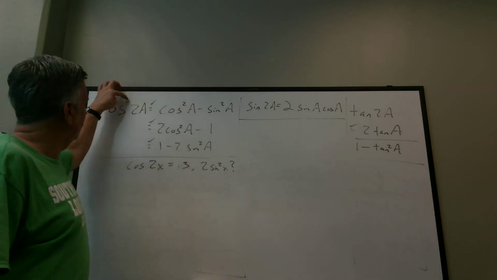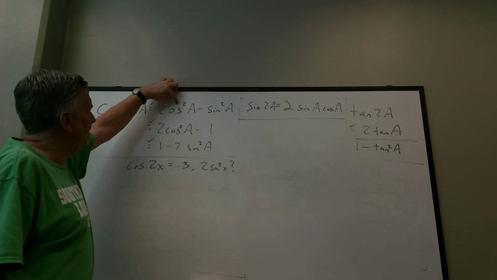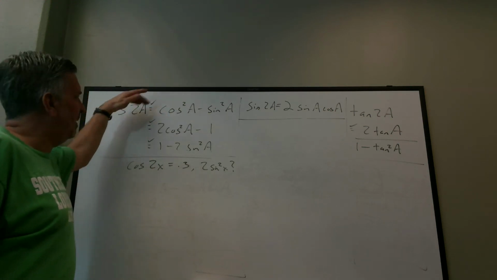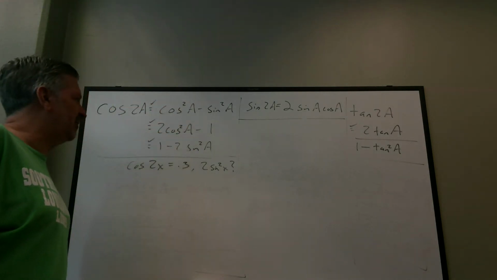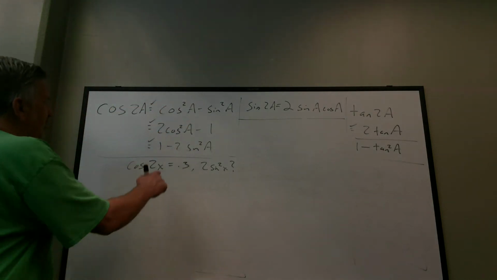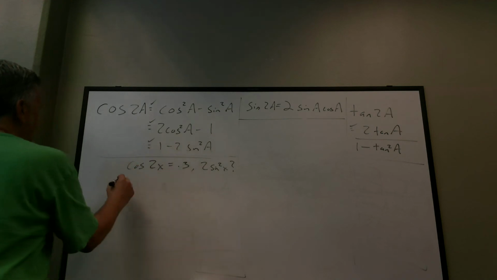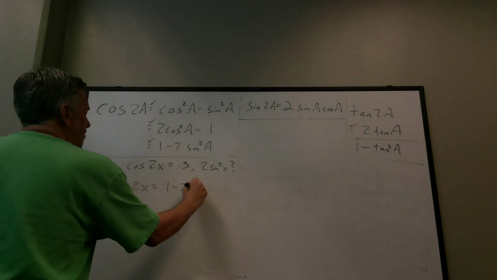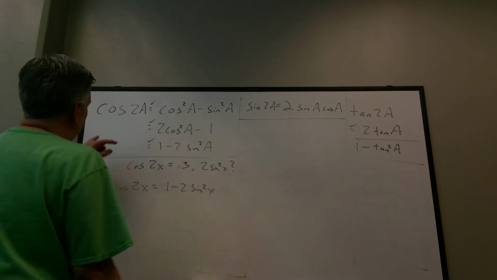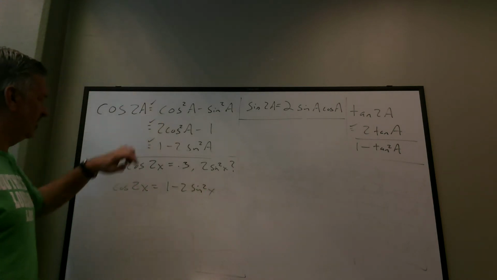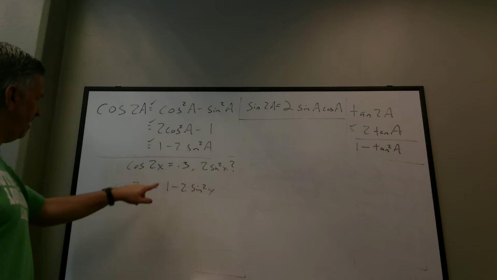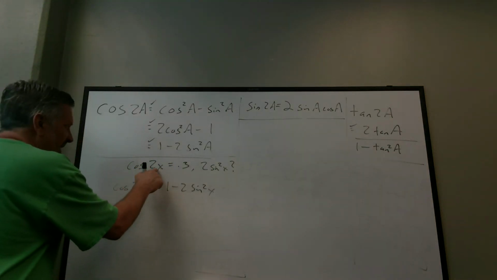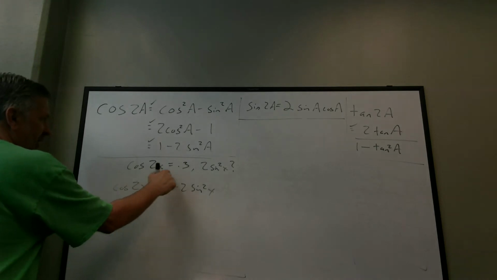If you use this identity, this equals this, you need to know something about cosine squared, and we don't. That's the problem with cosine 2A. You have to choose which formula is going to suit your needs best. So I'm going to use this formula, the third one here. So I'm going to say cosine 2x is 1 minus 2 sine squared x. I just recopied the formula. This equals this. Let's plug in what we know. I know cosine of 2x is 0.3. x is not 0.3. The whole thing, cosine of 2x, is 0.3.